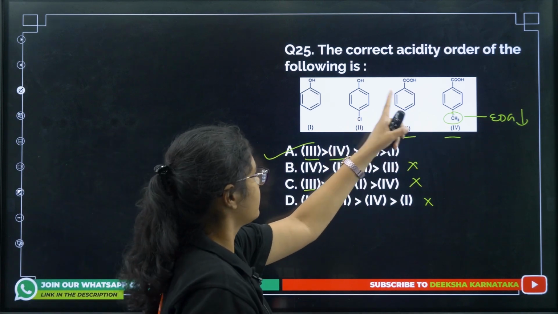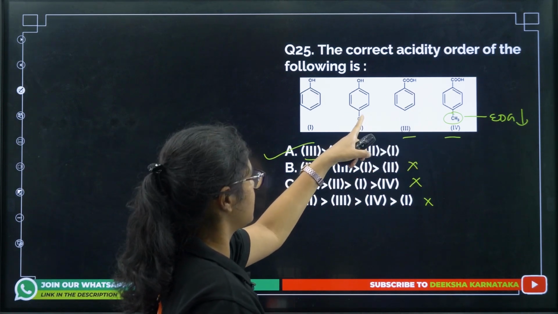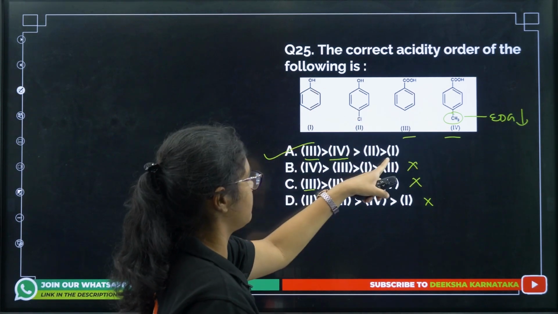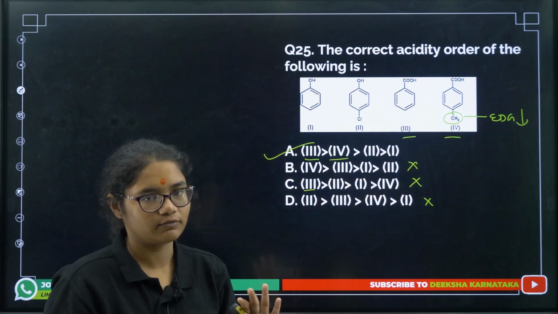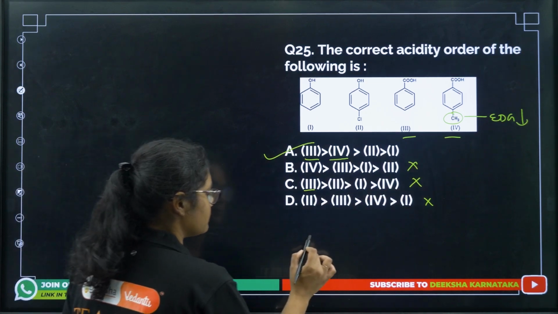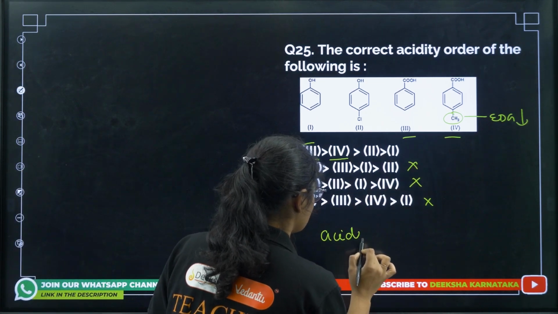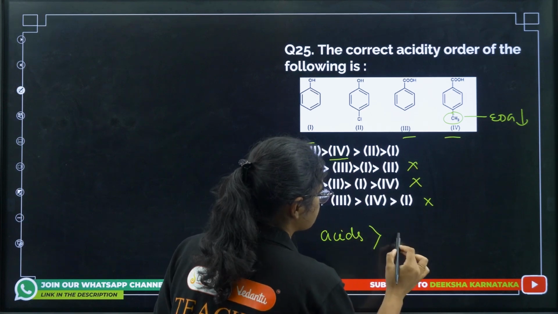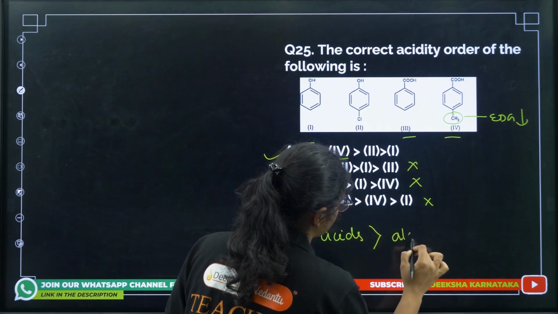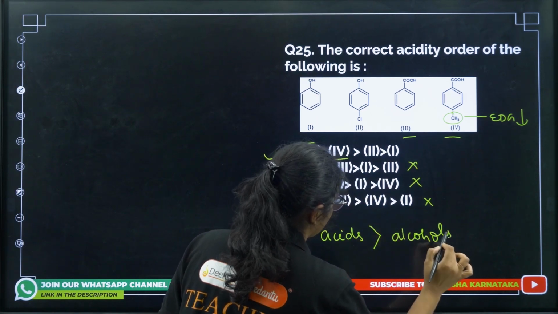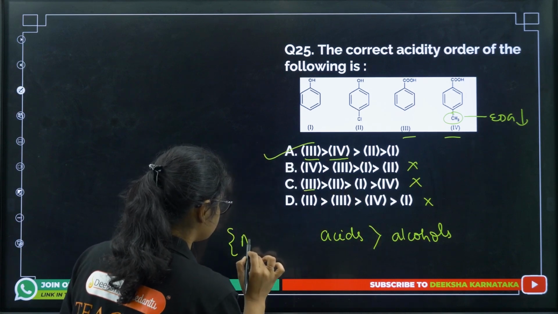Right, 3, 4, then if you see 2 will come because here there is an electron withdrawing group, and then 1 will come where there is no electron withdrawing group. So here what we should remember is that carboxylic acids are more acidic than alcohols, right? Acidity order.